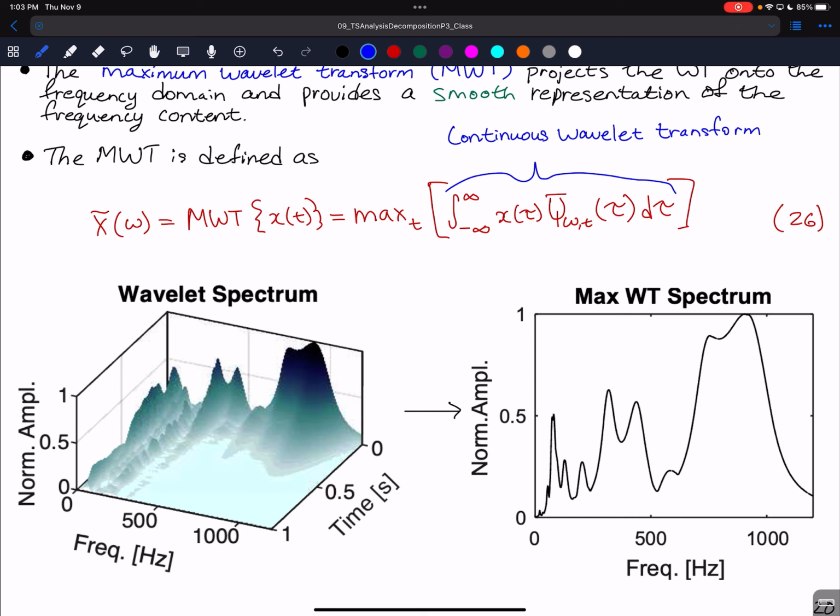And in this case, we get this nice smooth representation, like I mentioned previously, rather than a sharp, jagged representation. And so if you're wondering, in this case, there would be some component here, here, here, here, here, here, here, and here. Those would be what we would consider to be individual components based on the MWT.